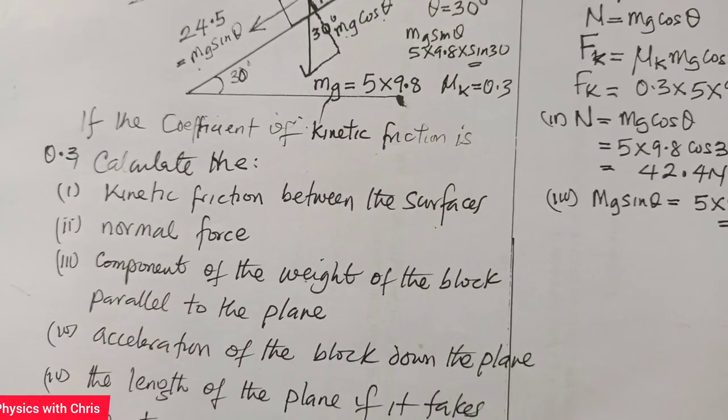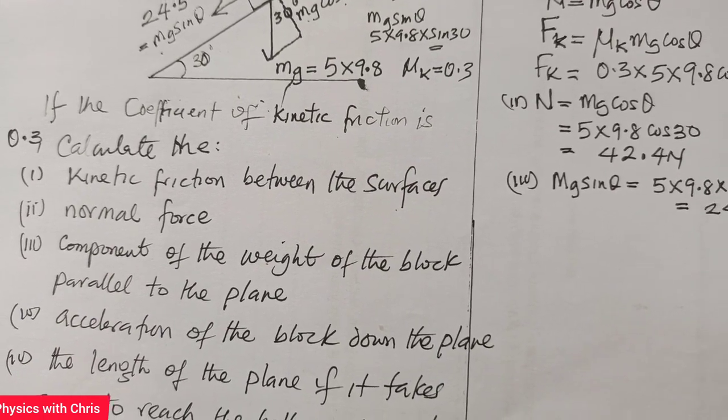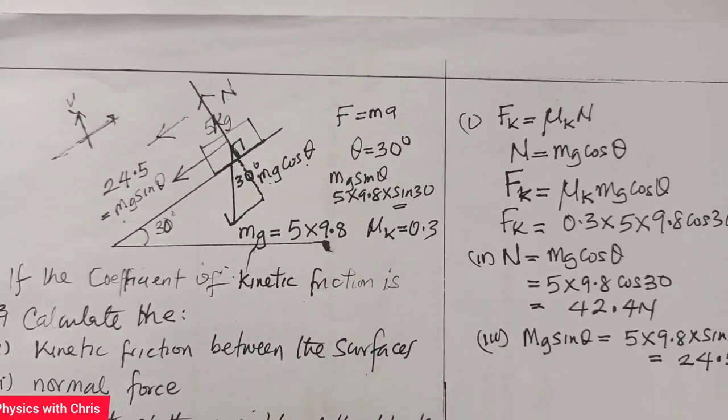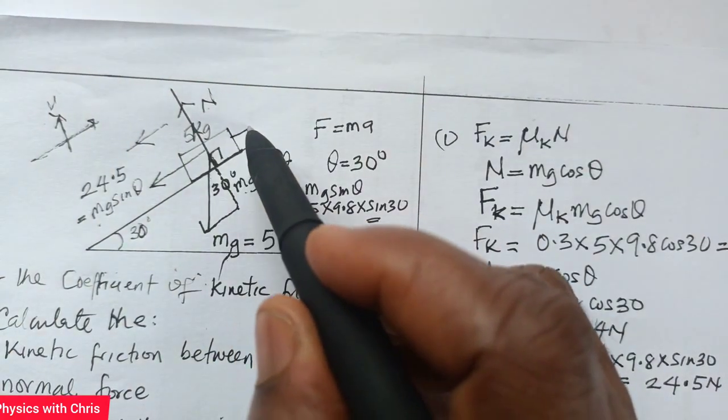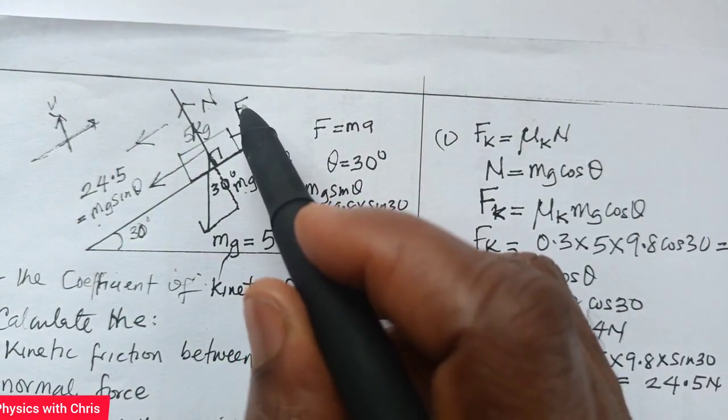Now the next question is to calculate the acceleration of the block down the plane. We have found the kinetic frictional force acting, and that acts against the direction of motion.